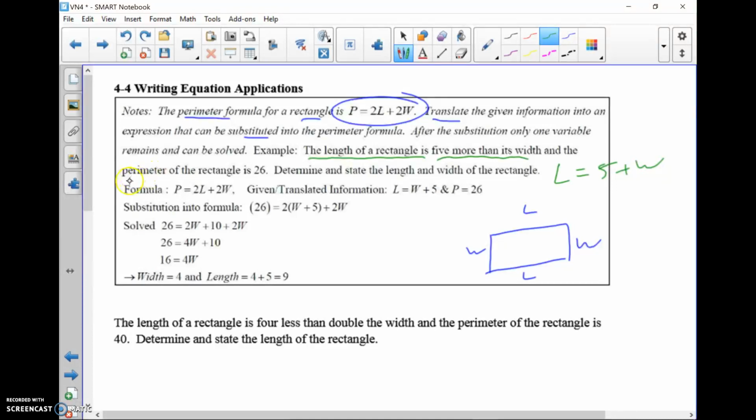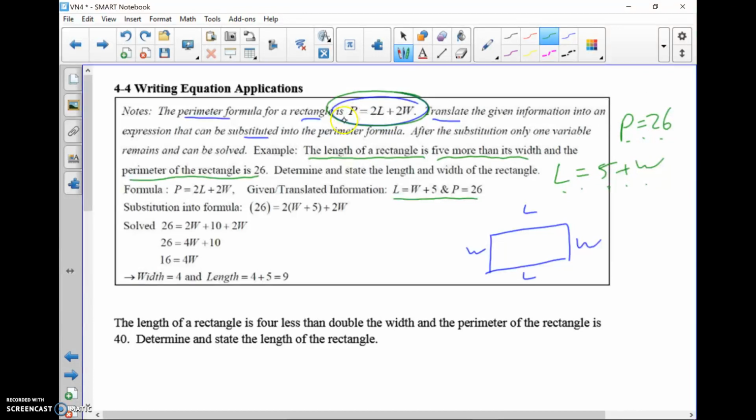And then they also tell you the perimeter is 26. So this is actually one sentence, but they're giving us 2 different things. And the perimeter is 26. That's P equals 26. So the length is 5 more than the width, and the perimeter is 26. So you end up with 2 things here, and again, they're given to you typed out here. And since we know this perimeter formula, we want to use that perimeter formula to substitute in these 2 things.